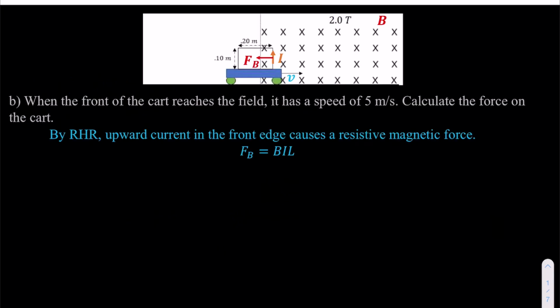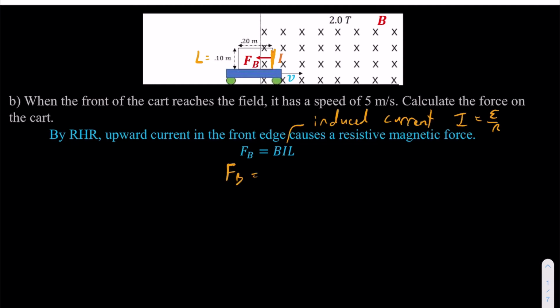So treating the front end of the cart as a wire in a magnetic field, the force on it is BIL, B-I-L. B is given, L is the length of the wire, which is how long the front of the cart is, which is given as 0.1 meters. And then the current, that's the induced current. And the induced current is going to be the induced EMF over R.